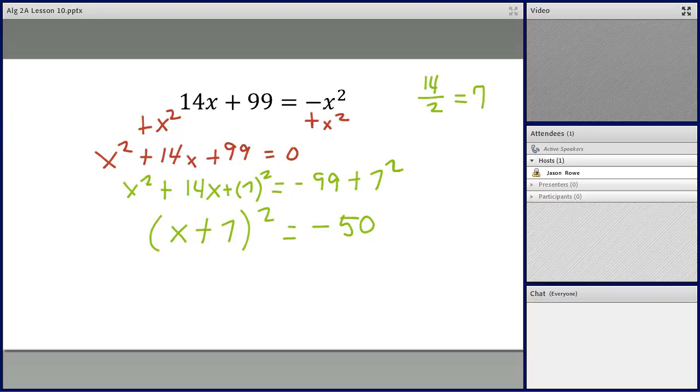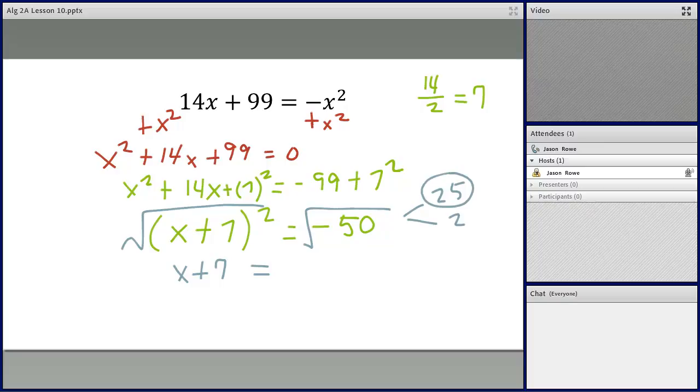So I am going to take my square root now. Square root of negative 50. Square root of x plus 7 squared. So that's going to give me x plus 7. Now over here, I do have to do some simplifying. This is 25 times 2. That is a perfect square. So when I take my square root, I have to simplify my radical. So a 5 comes out of the radical. i comes out of the radical. And what's left inside the radical is a 2.